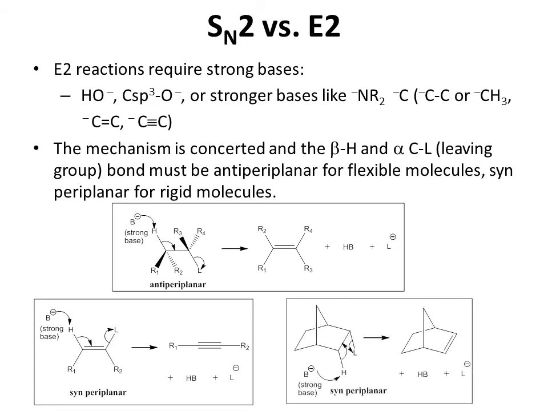In another rigid case, which cannot be anti-periplanar because that wouldn't actually exist in this bridged ring system, only the syn scenario is periplanar. So the base is able to remove the beta hydrogen, the electrons flow between the two carbons, and then displace the leaving group to give you a double bond.